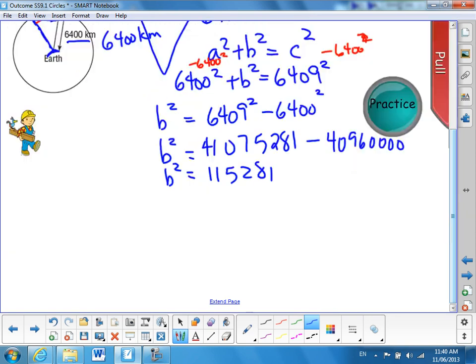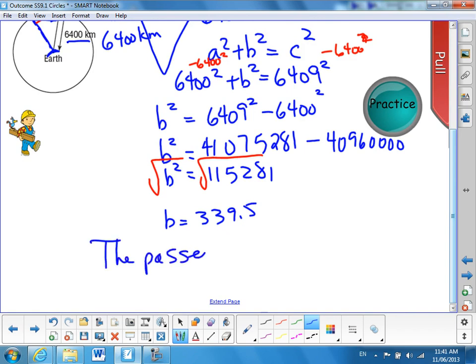And the square root of that number is going to be B is 339.5. So the passenger is about 340 kilometers from the horizon.